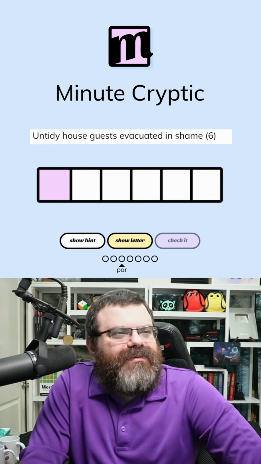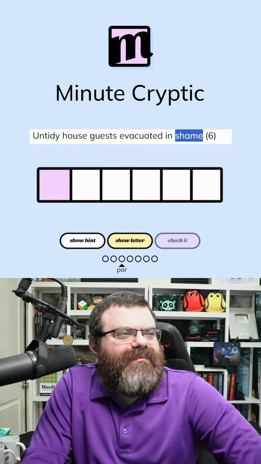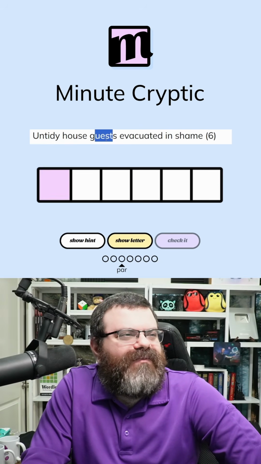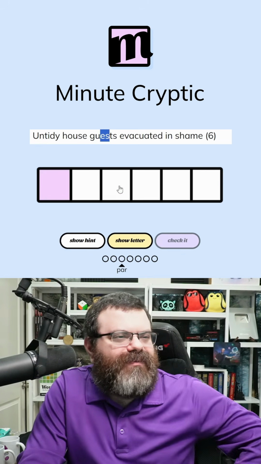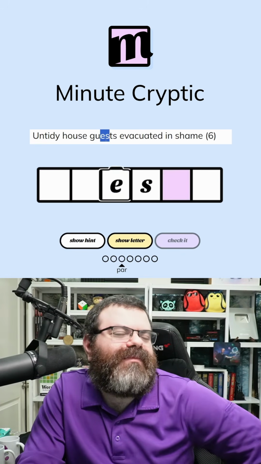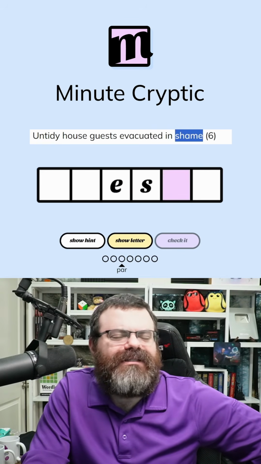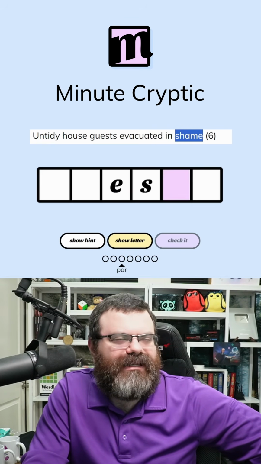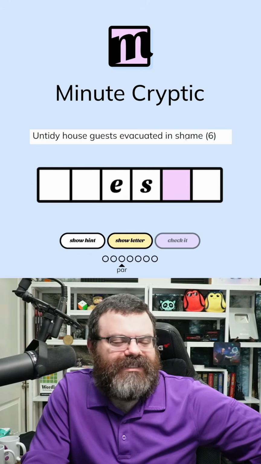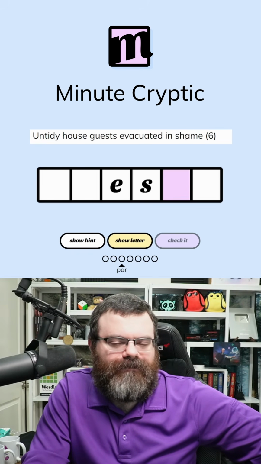Evacuated in shame. Could shame need to be a synonym? So we need a synonym of shame that we then put some amount of letters in, like maybe "es" need to be put in there. I feel like we can't have too many letters from guests. But what would be another word for shame? Untidy house. Can I think of something that means untidy house? A messy house, a messy abode.